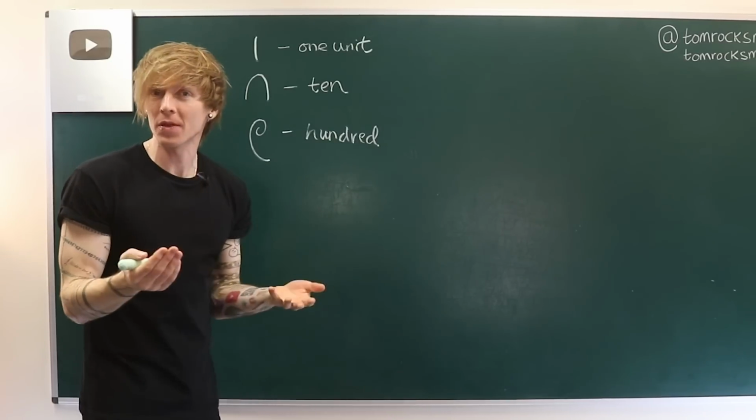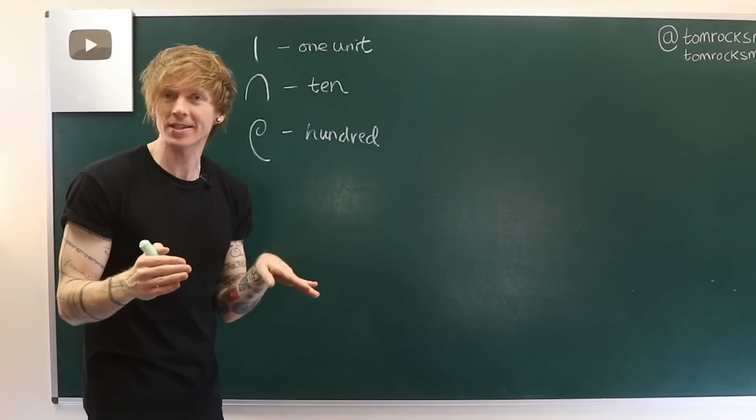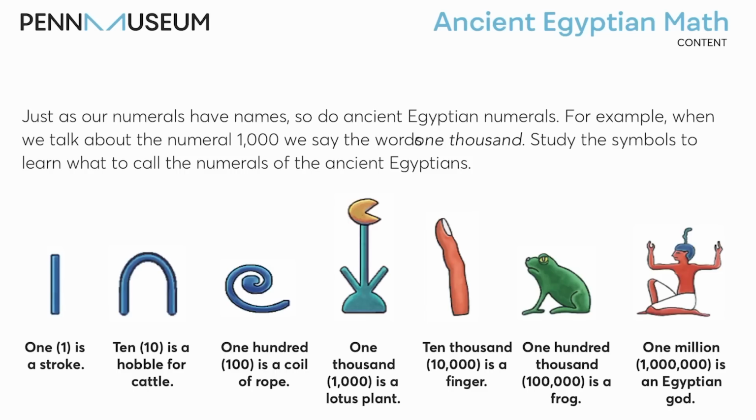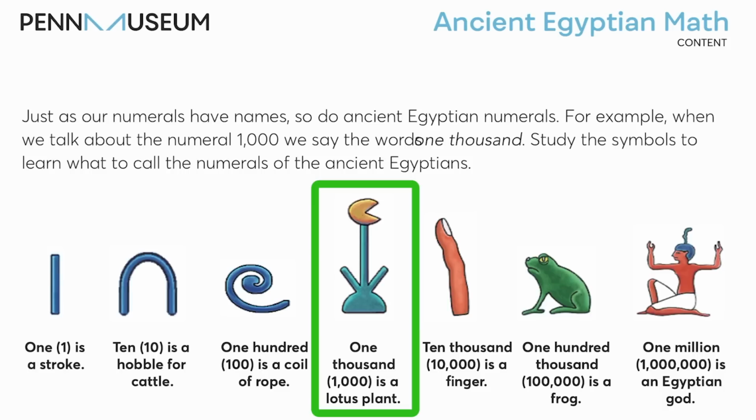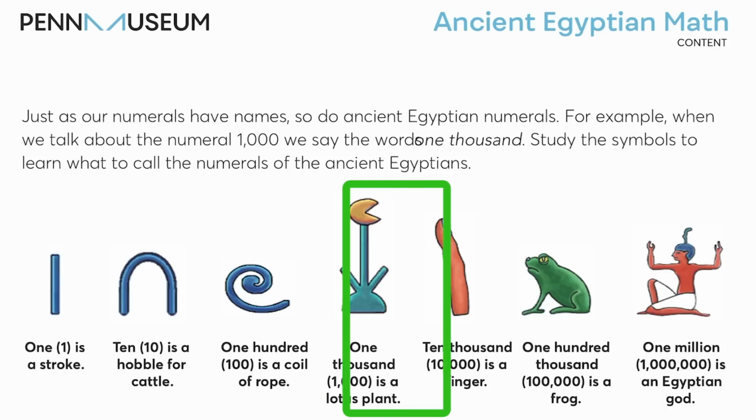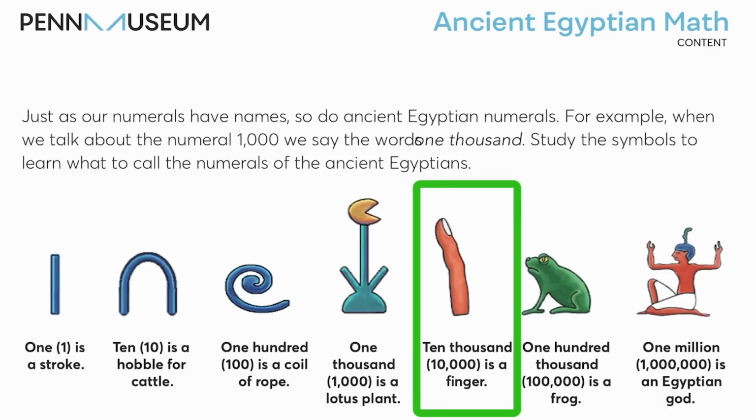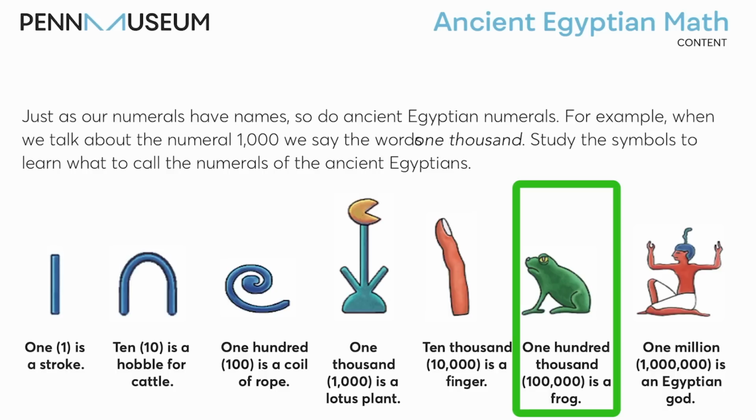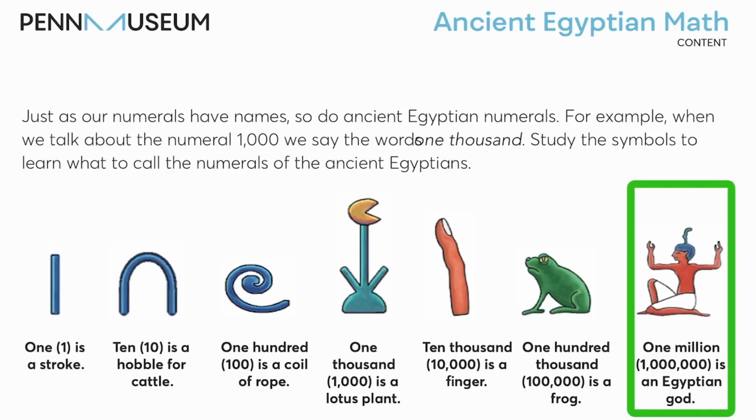Now there is a symbol for 1000, I am not going to draw this, I will show you this on screen. 1000 is represented by a lotus flower. Then we go to 10,000, represented by a finger, 100,000 by a frog, and 1,000,000 represented by a god with his hands raised in adoration.